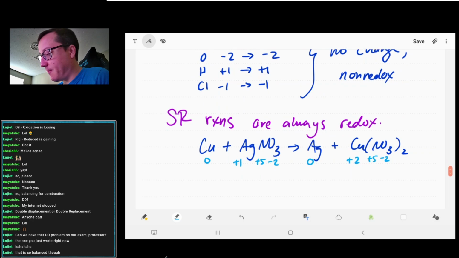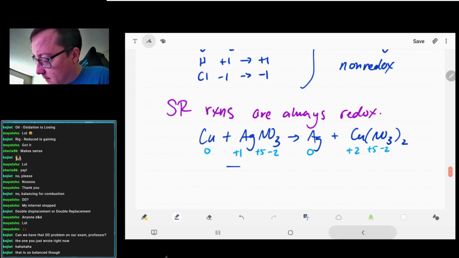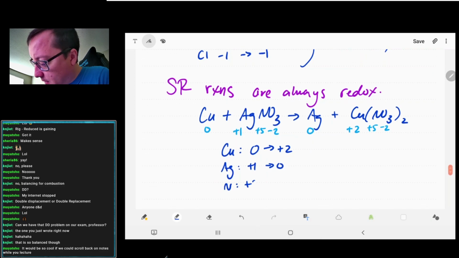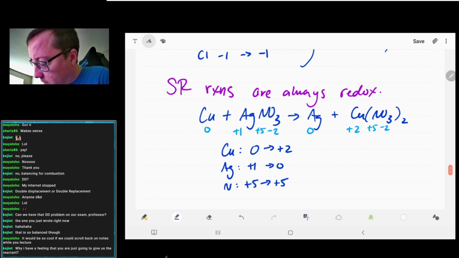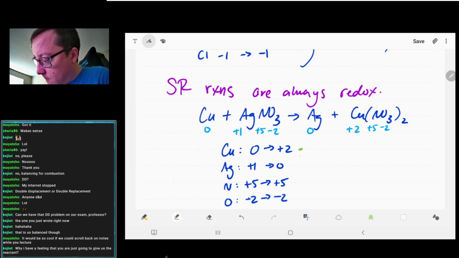This one isn't, though. If we do this, we see that copper goes from 0 to +2. Silver goes from +1 to 0. Nitrogen goes from +5 to +5. Oxygen goes from -2 to -2. We have here redox.